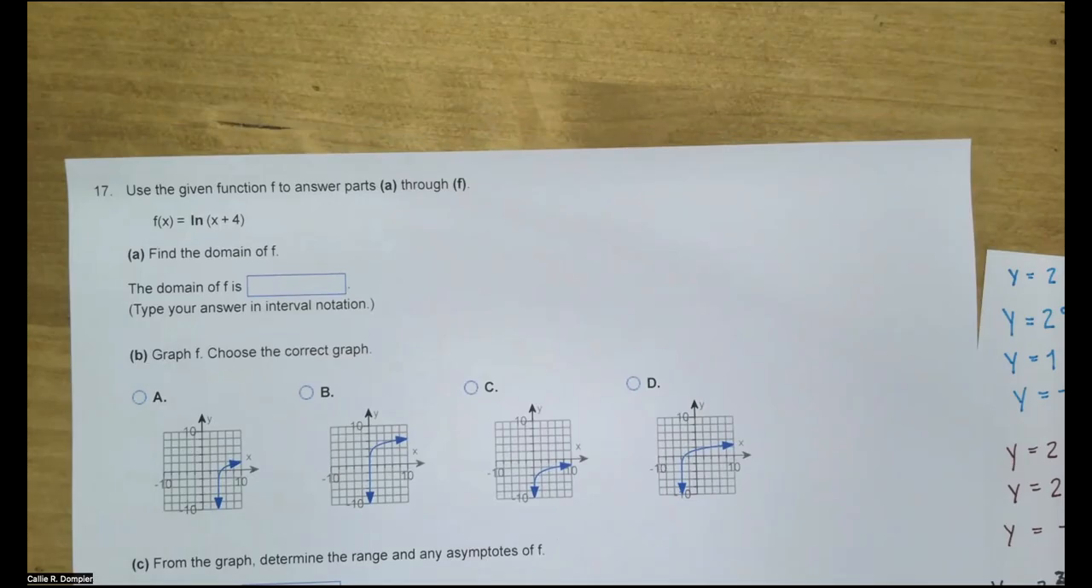Number 17 says use the given function to find the domain of x. So we have f of x equals the natural log of x plus 4. What would be the domain?